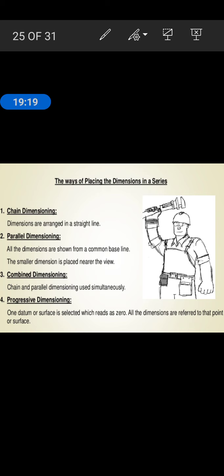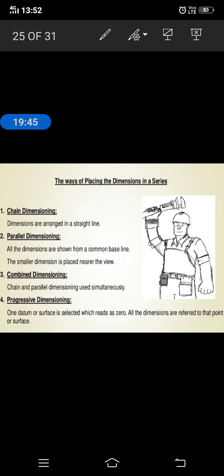The second one is parallel dimensioning. All the dimensions are shown from a common baseline. The smaller dimension is placed near to the view and the longer dimensions are placed at the outer distance. Then the combined dimensioning, where chain and parallel are mixed in a single object. That type of dimensioning is called combined dimensioning.